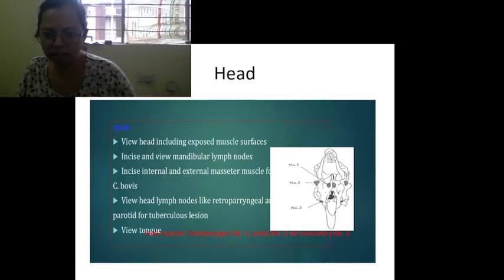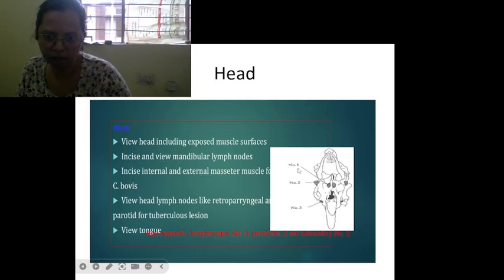So now you can see the head. First we have the retropharyngeal lymph node, which is number 1, present here. Retropharyngeal means behind the pharynx. Second we have the parotid lymph node, and the third is the submaxillary.